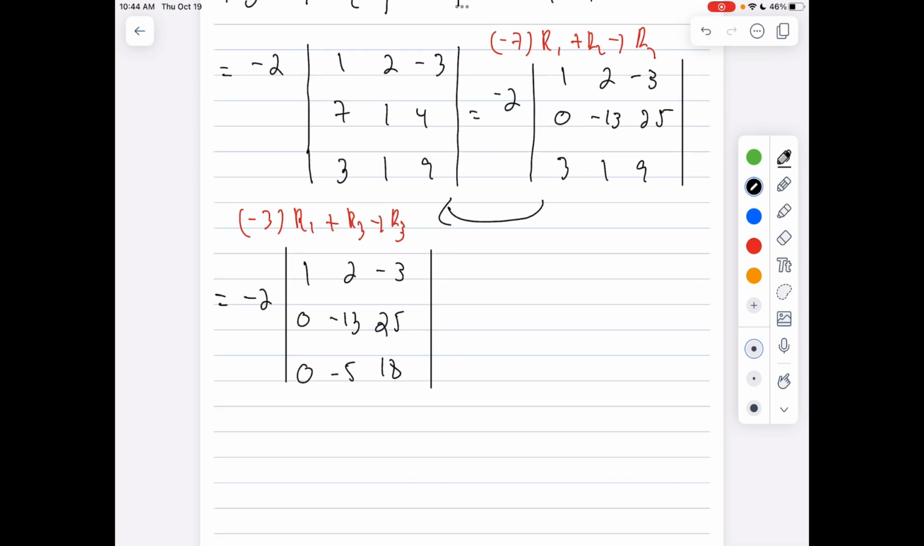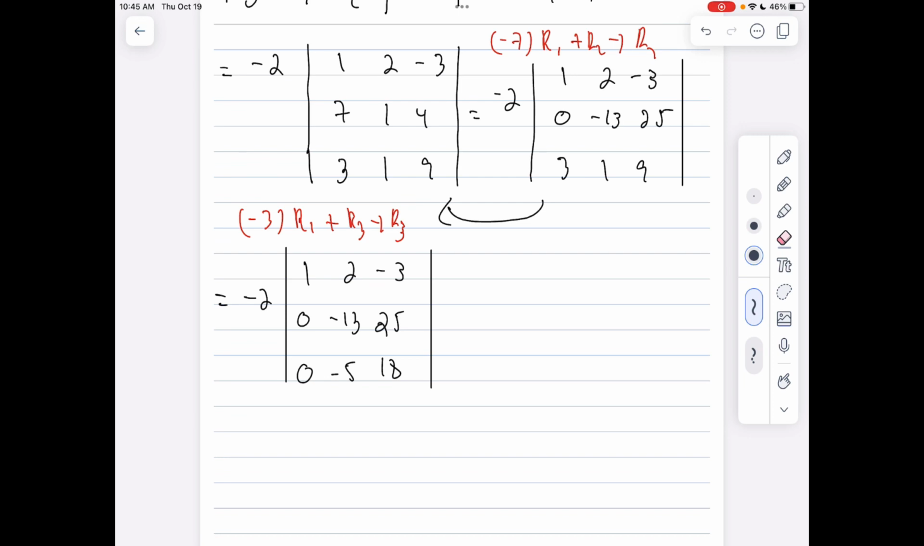Can I go further? Yes, I could make the position where the negative 5 is into a 0 and where that 18 is into a 1 if I wanted to. Certainly you can do that. However, in my opinion, you want to do only as much math as necessary to have an easy enough way to compute the determinant, and that's good enough in my opinion. It's at these steps. The reason for that is as follows.